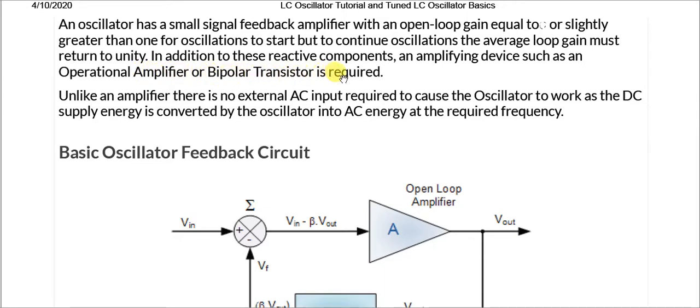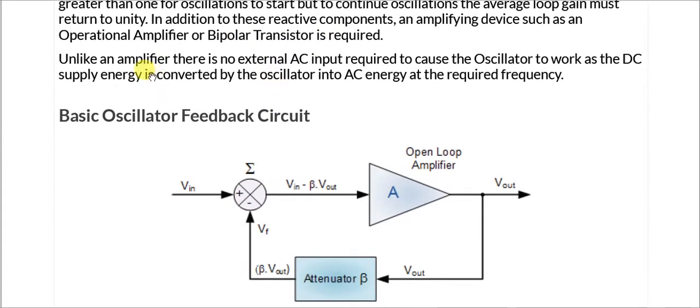So unlike an amplifier, there is no external AC input required to cause the oscillator to work, as the DC supply energy is converted by the oscillator into AC energy. In an amplifier, normally we have that input AC signal which is amplified at the output, but in the case of the oscillator, we don't have any input AC signal. So we need an AC signal from the LC tank circuit, which is fed at the input at the base and is amplified.